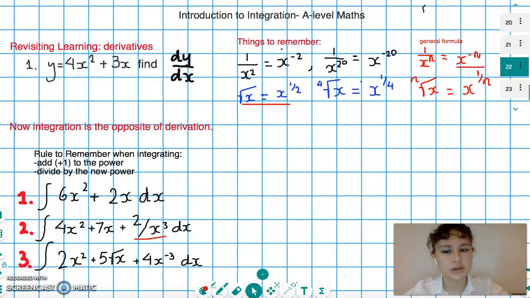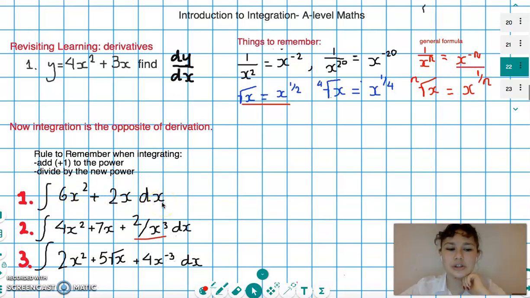Now, integration. So I have 2 steps here, the rule to remember when integrating. Add +1 to the power, divide by the new power. So how does this actually work in practice? So let's look at the first question. We have 6x squared plus 2x dx.